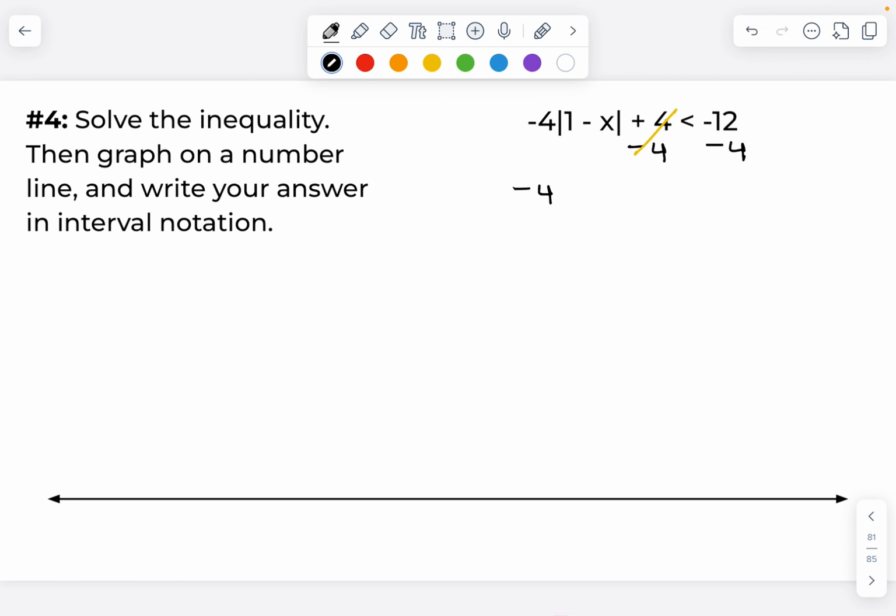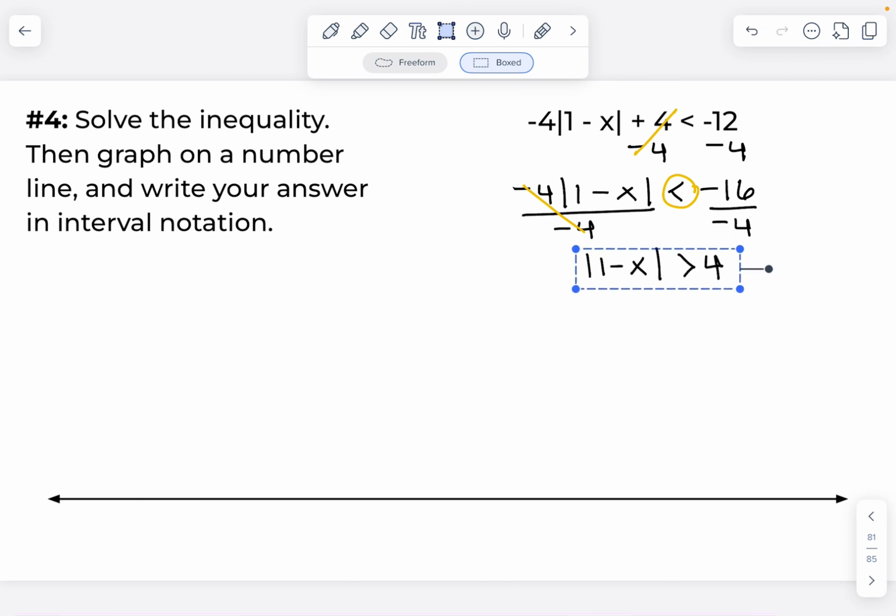Then I've got negative 4 times the absolute value of 1 minus x is less than negative 16. Again, I'm going to divide both sides here by negative 4. When I do that, I have to flip my inequality symbol. So I get the absolute value of 1 minus x is greater than 4. And I'm going to bring this back over here. So I have now isolated it.